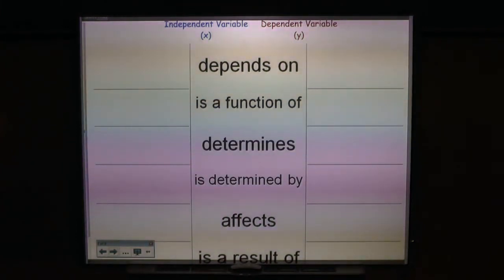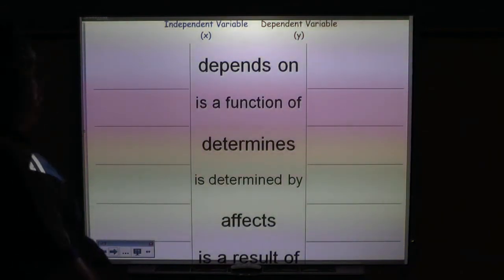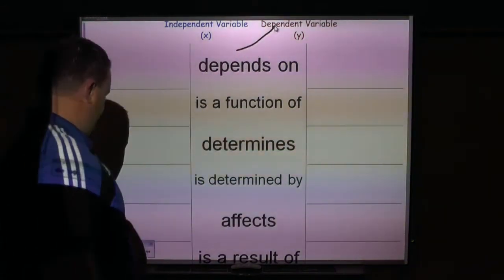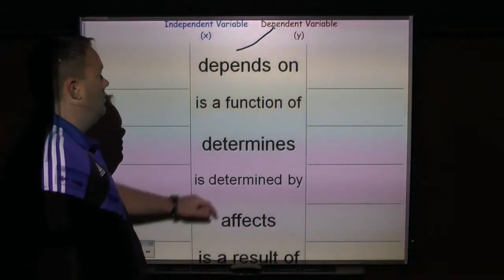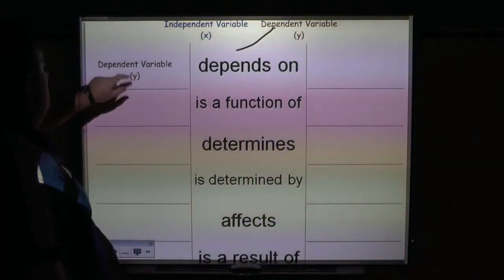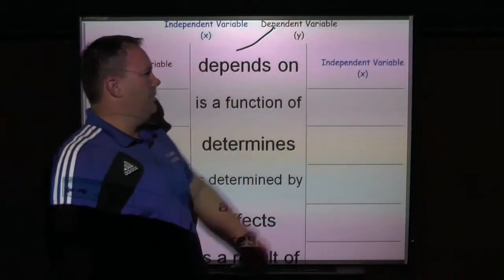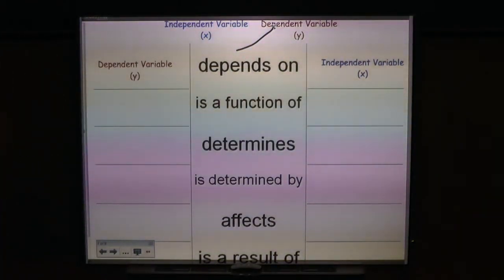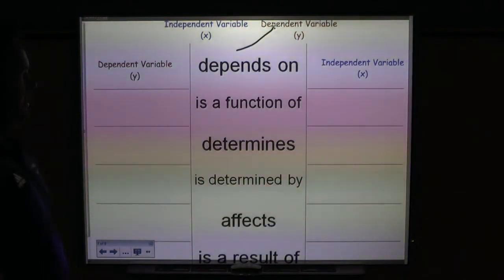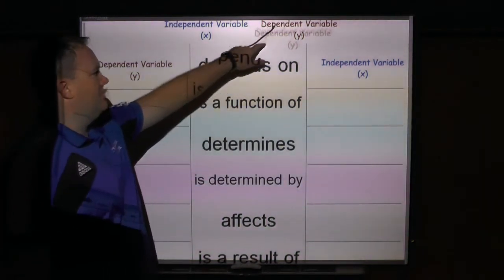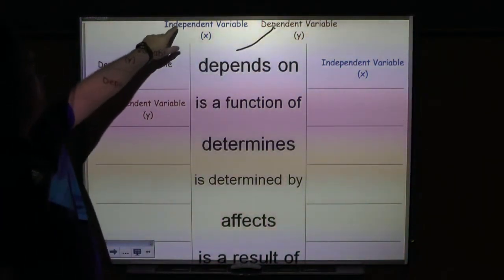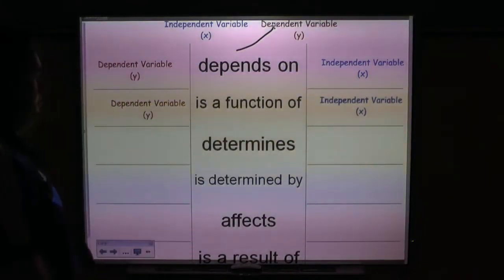These statements are: depends on, is a function of, determines, is determined by, affects, and is a result of. Depends on statement. We've talked about this already. The dependent variable depends on the independent variable, always. So this is going to be a nice little cheat sheet for you. Write this down and you're going to be able to use this later to help yourself out. Is a function of is the same. So the dependent variable is a function of the independent variable, x.